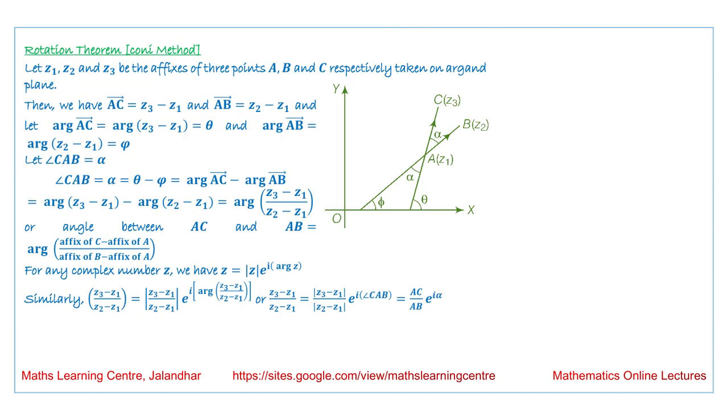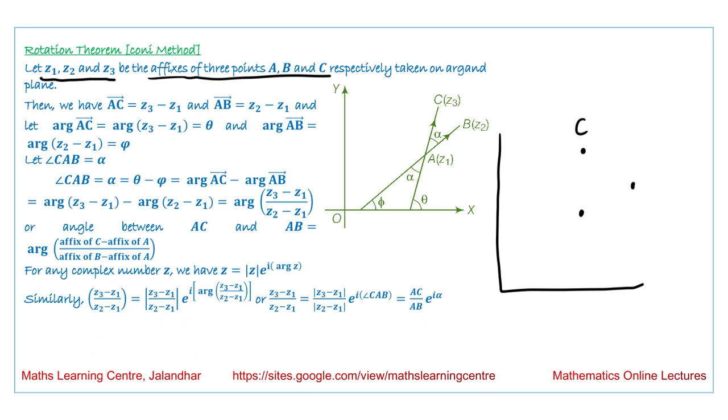Next, suppose z1, z2, z3 are the affixes of three points A, B, C. I'm drawing these points over here. One is this point A, this is the point C, and this is the point B. This is representing z2, this is representing z3, and this is representing the point z1.